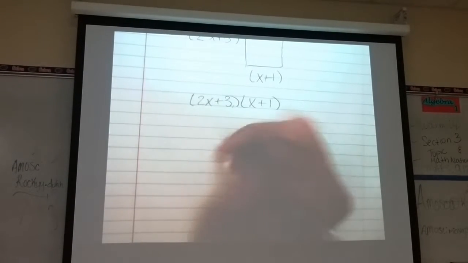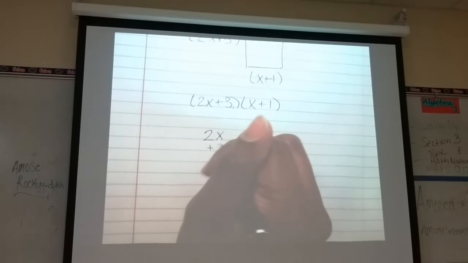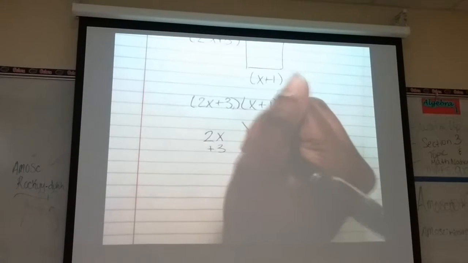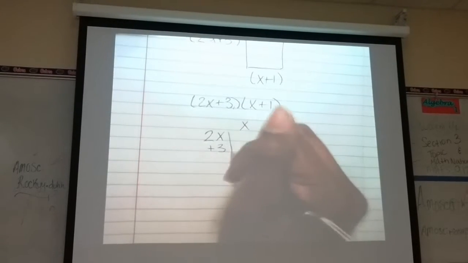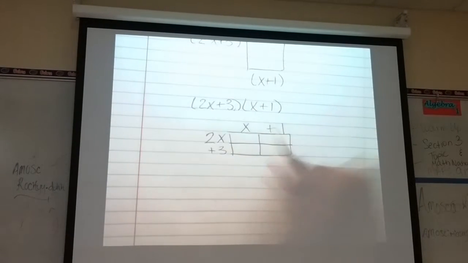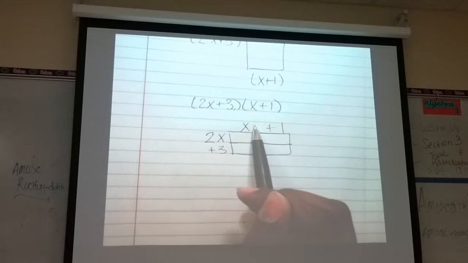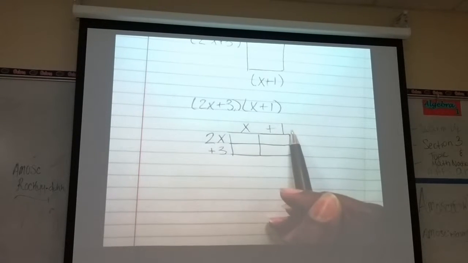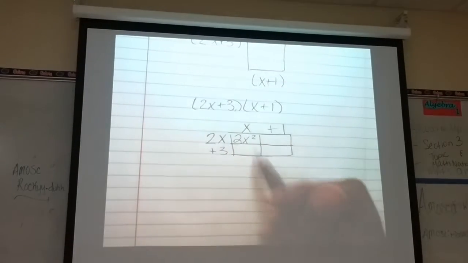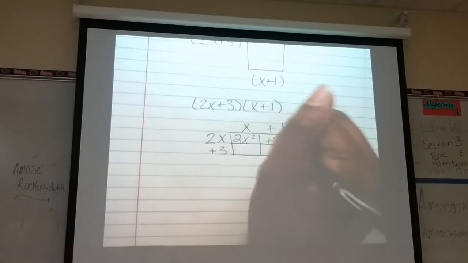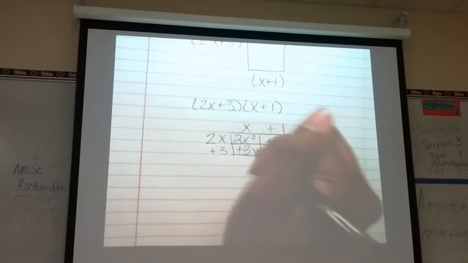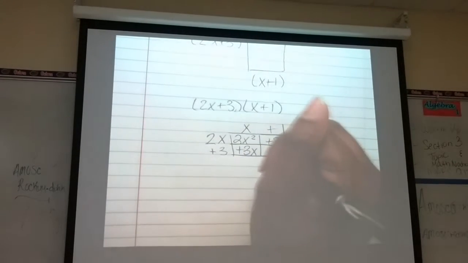Whatever's on the left goes on the left: 2x plus 3. Whatever's on the right goes at the top: x plus 1. Then you set up your box. So you multiply the side times the top. Alright, so 2x times x is 2x squared. 2x times a positive 1 is a positive 2x. 3 times x is a positive 3x. And 3 times 1 is a positive 3.